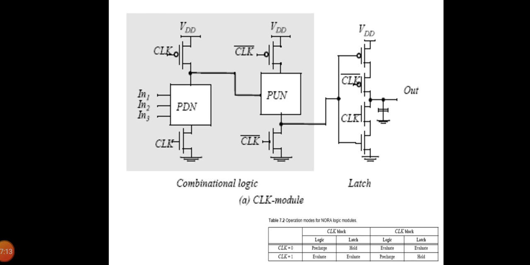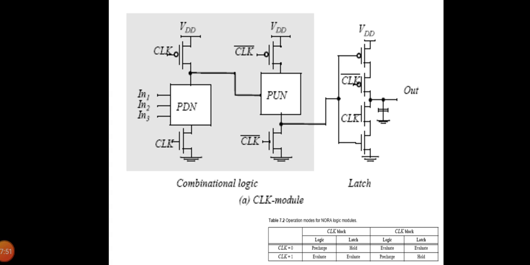So based on this concept, a logic style called NORA CMOS was conceived, and it combines C-squared MOS pipeline registers and NORA dynamic logic function blocks. Each module consists of a block of combinational logic that can be a mixture of static and dynamic logic, followed by C-squared MOS logic. Logic and latch are clocked in such a way that both are simultaneously in either evaluation or hold mode, that is, pre-charge mode. A block that is in evaluation when clock is equal to 1 is called a clock module, while the inverse is called a clock bar module.